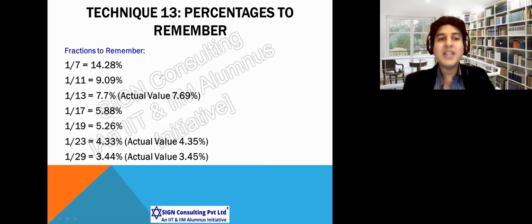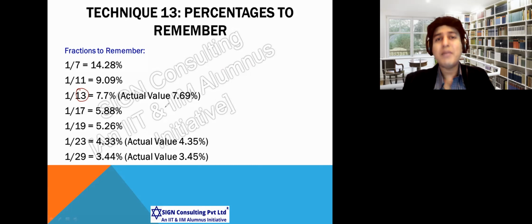Fine. Now let's take 1 by 13. Now 13 unfortunately is considered to be an unlucky number in the Western world, especially Friday the 13th. So remember it as replacing the unlucky number with sevens. So we have 7.7 percentage. You look at most of the soccer stars or even the cricket stars, they have jersey number 7. They consider 7 to be a lucky number.